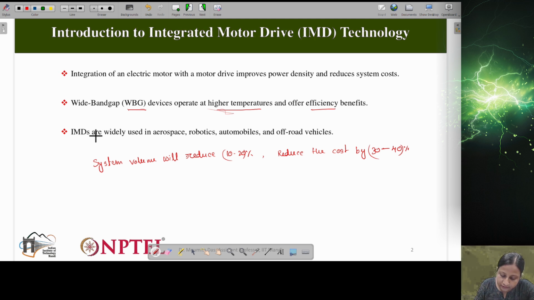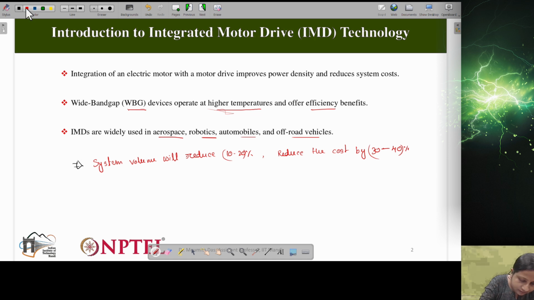So these integrated motor drives are widely used mainly in aerospace, robotics, automobiles and off-road vehicles. Okay, these are the different areas where they are used. So as you can see, these are the main advantages of using wide bandgap devices. Along with it, another important advantage will be there.